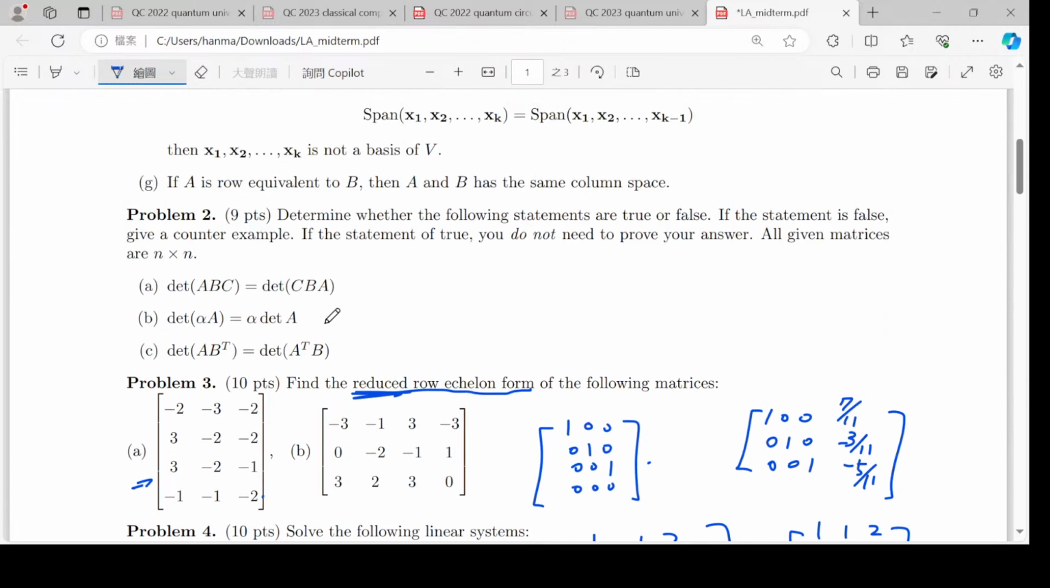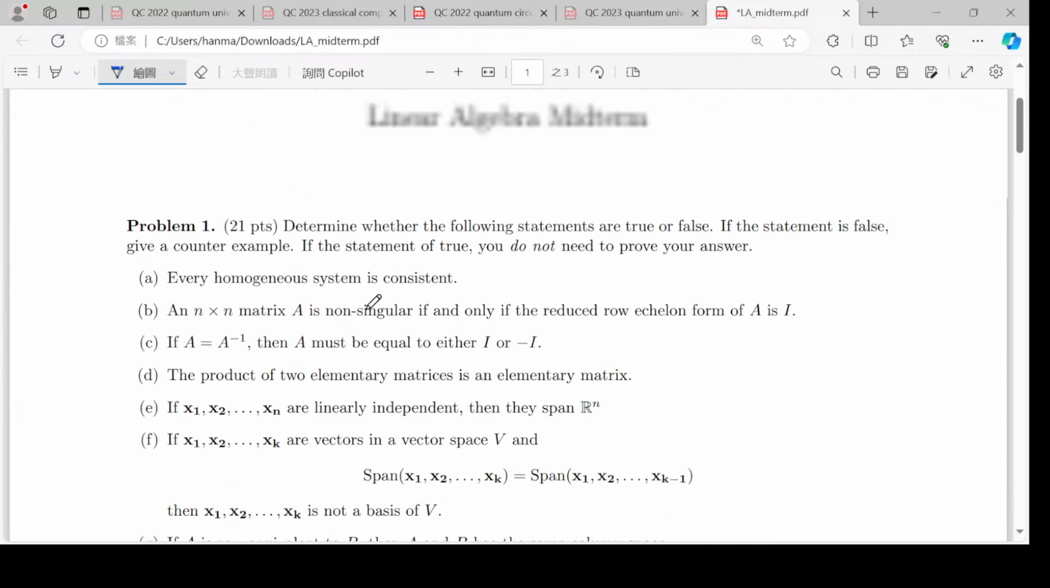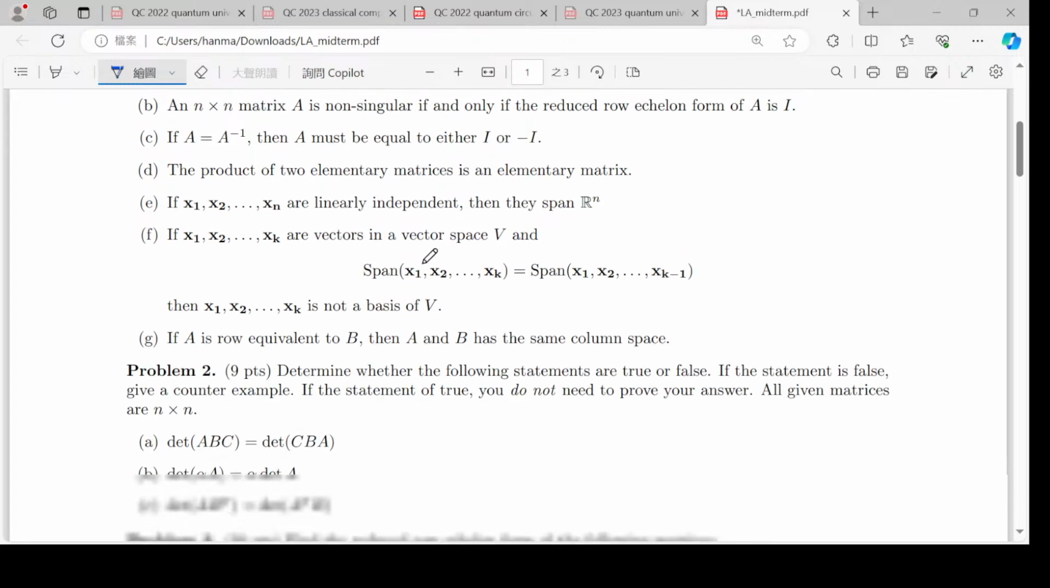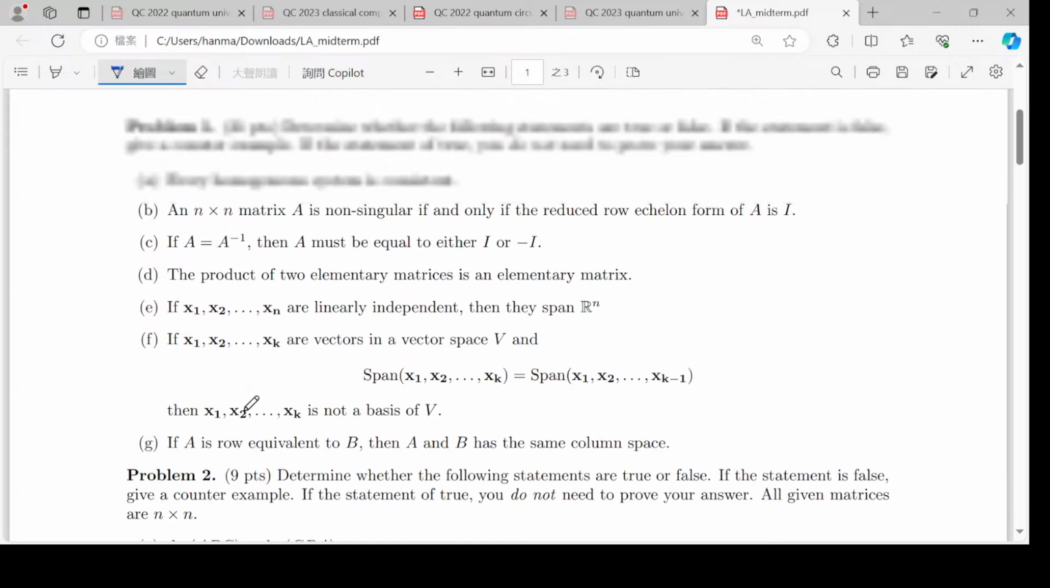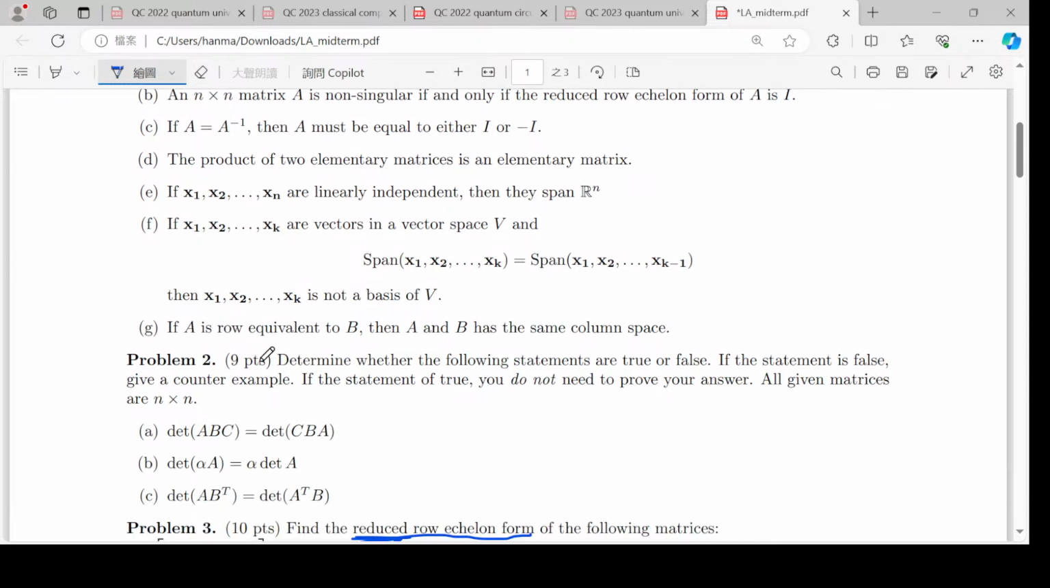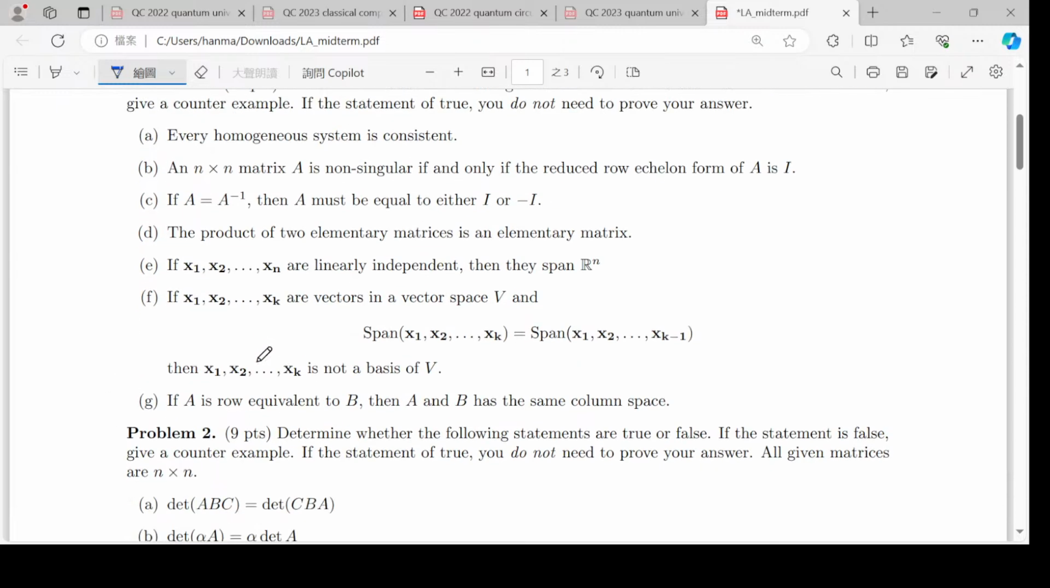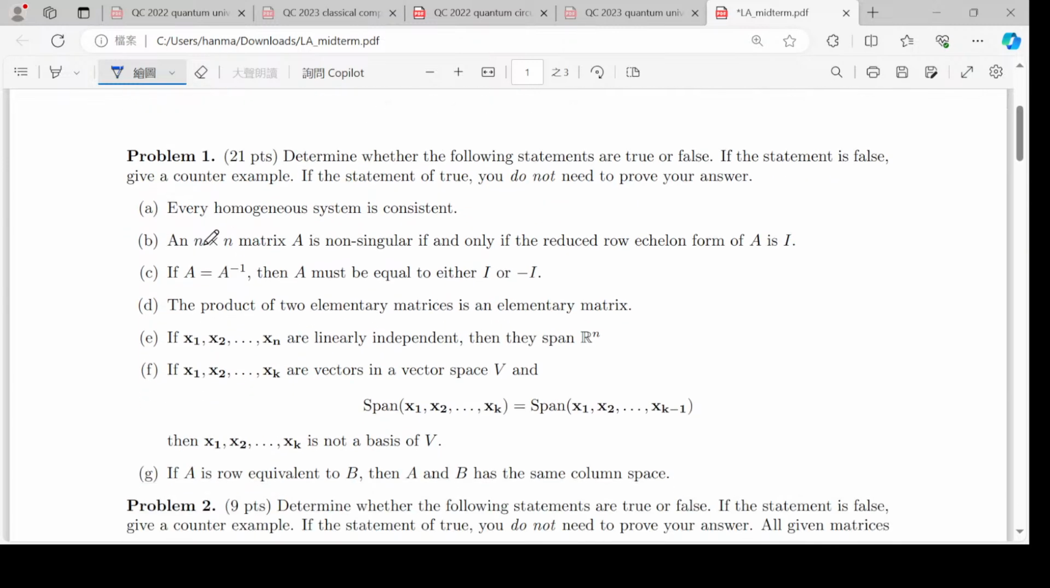And then let's go back to the first problem and the second problem. They are kind of similar. They are the true-false problems. I guess a lot of people guessed the first problem with just all true answers. That's not the best strategy, but obviously there are some things false. So anyway, let's go through the yes and no here one by one.